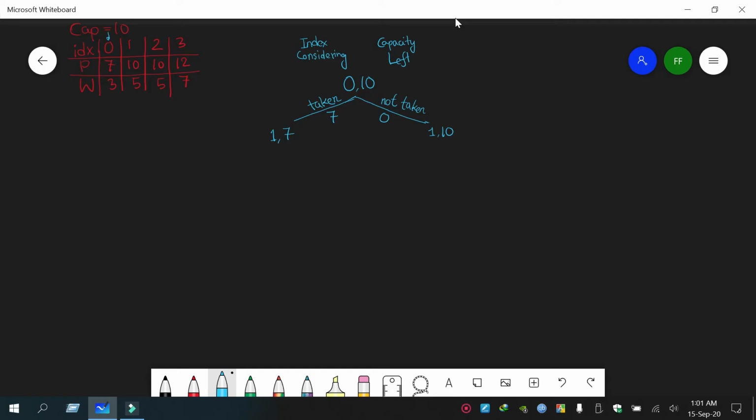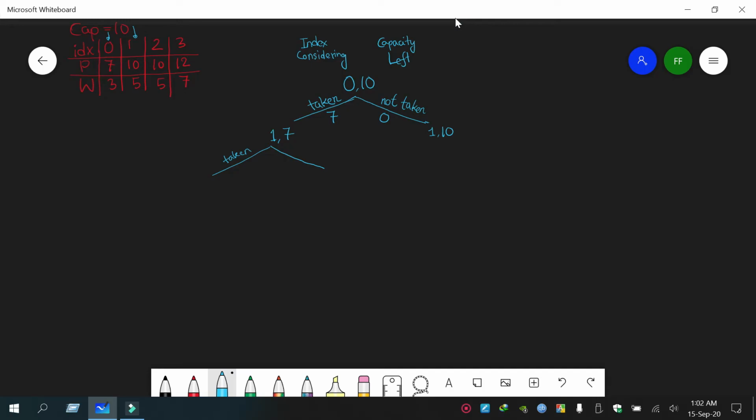So right now we are at this point where we are considering index 1 and we have 7 left in our bag. And right now we are considering the item at index 1. So it will also have two branches. The left branch will be taken and the right branch will be not taken. Let's say we are not writing it right now. If anything is blank, it does mean that it's not taken.